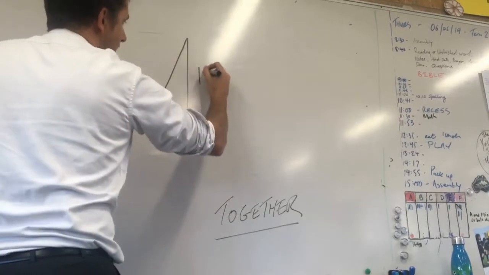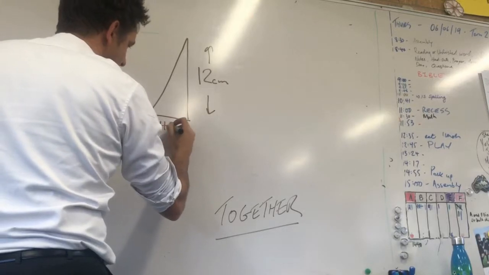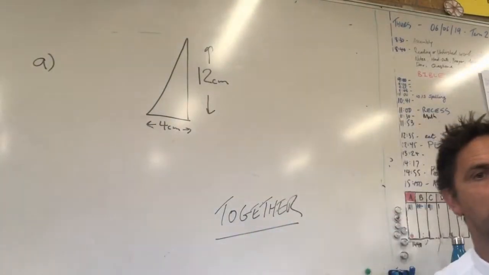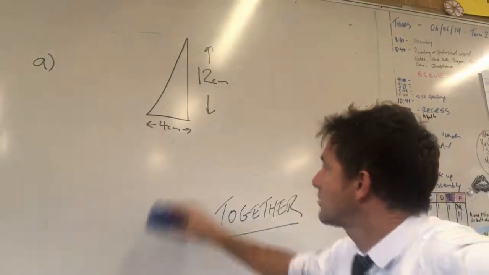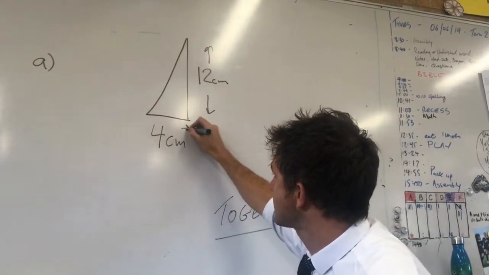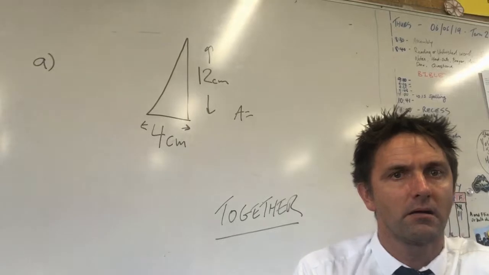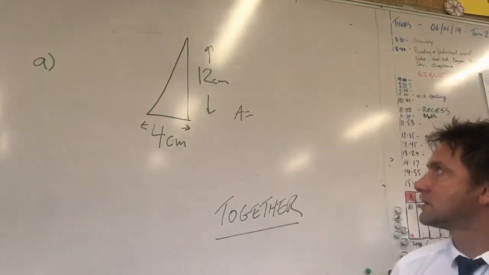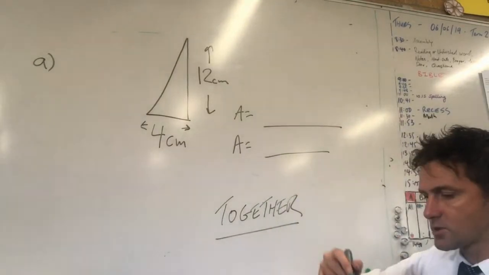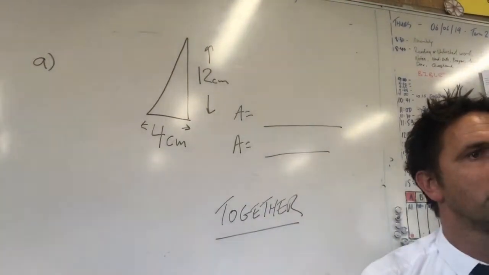It's going to be 12 centimetres that way and 4 centimetres wide. The triangle's 12 centimetres long and 4 centimetres wide. I'm writing so small. Why am I doing that? Area equals. Okay, so tell me, what do I do first? How do I work out the area of this triangle?